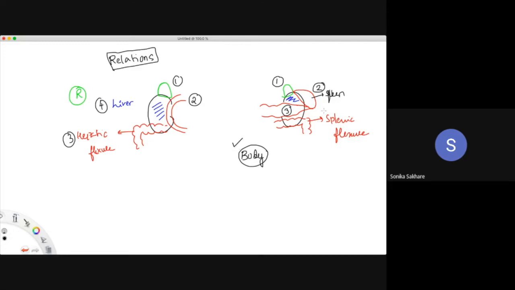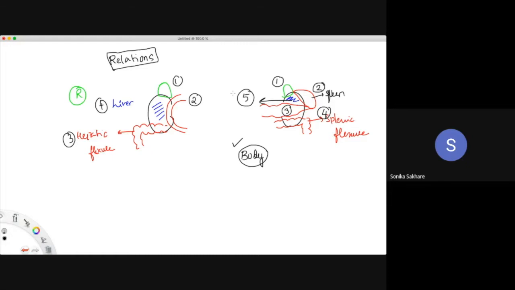Then coming to the fourth one, which is the splenic flexure. This blue part here is the fifth one, stomach. Very good. So these form the anterior relations of the right as well as the left kidney.